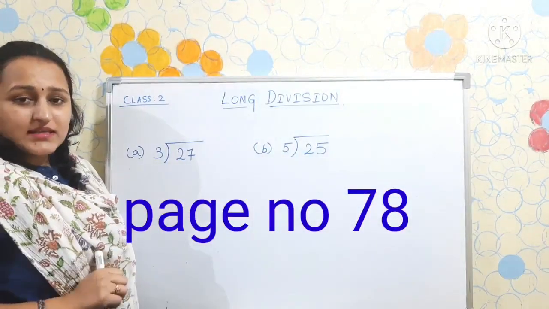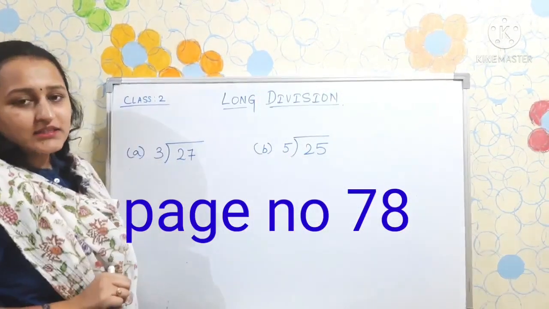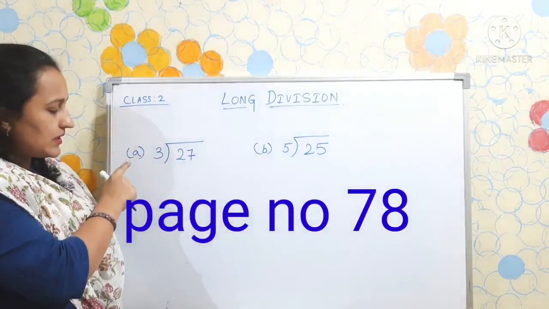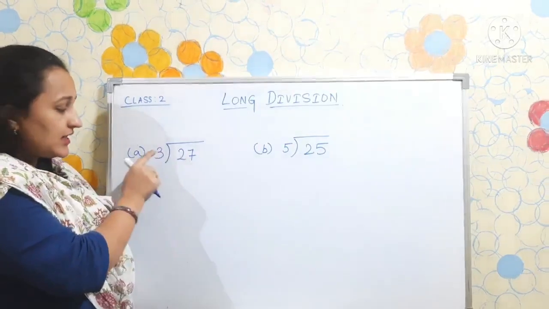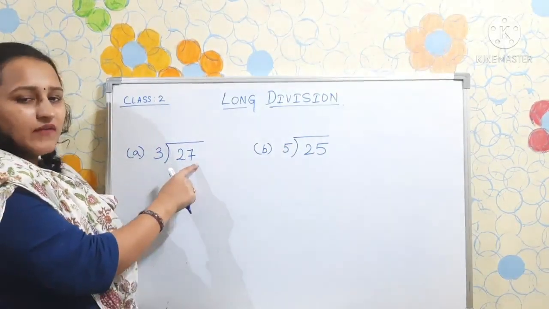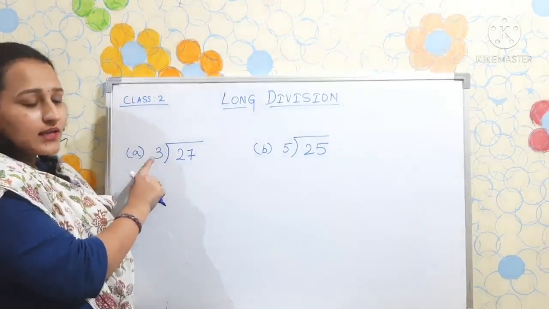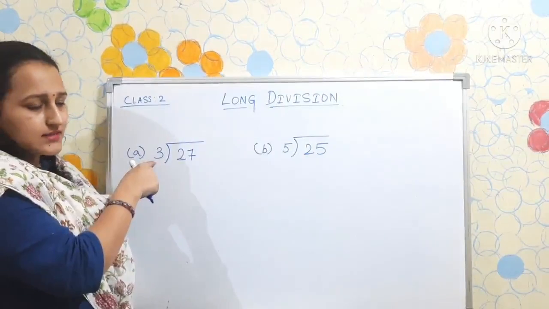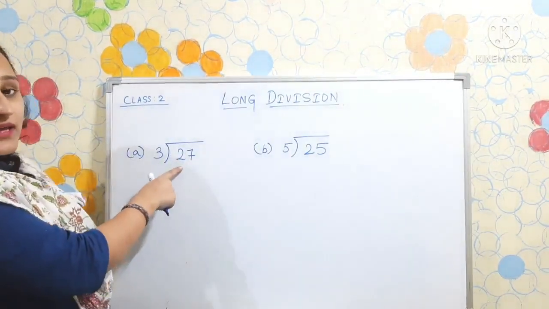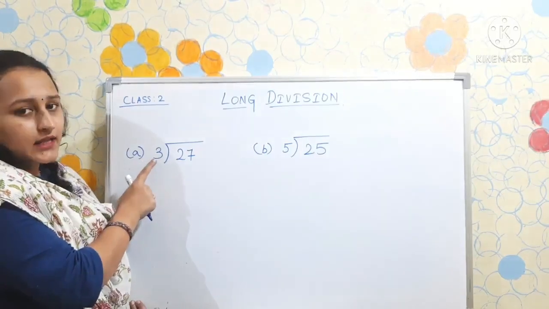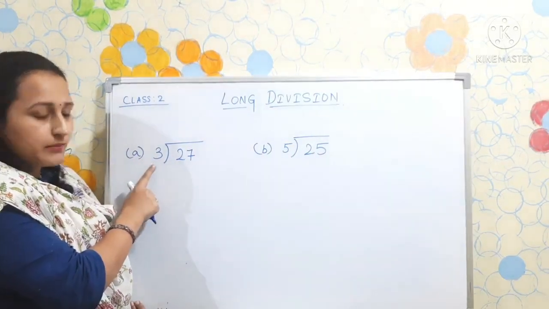Children, on page number 78 we have some questions to divide. Let us read the first one: 27 divided by 3. How are we going to read it? 27 divided by 3. Here 27 is the dividend, 3 is the divisor. Before we do this sum, we have to recollect the 3 multiplication table.